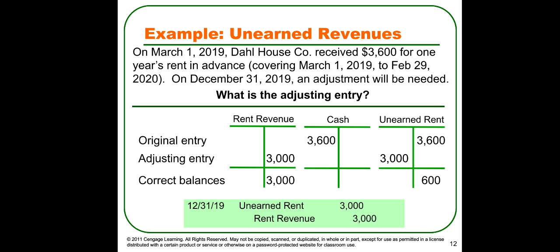When the 3,000 has become revenue, the account unearned rent has decreased. Before this, when the business received the cash, the unearned rent, or the liability, was 3,600. After 10 months, 3,000 has become revenue, so the liability has decreased. When the liability decreases, you have to debit. So you debit account unearned rent 3,000. So the balance of the liability unearned rent is equal to 600.